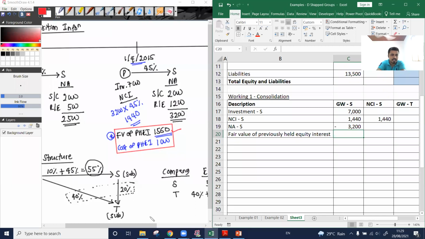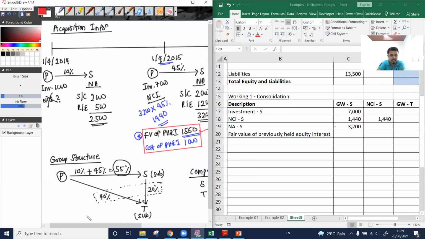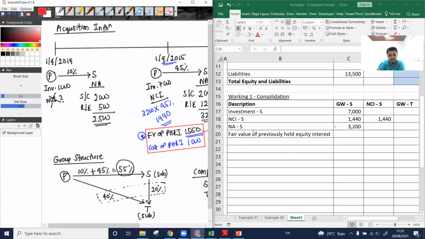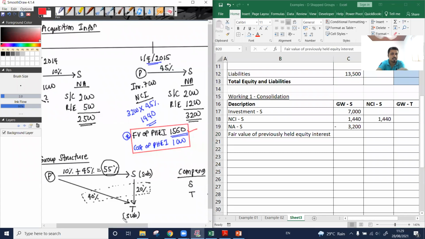Here, this is regarding a step acquisition. Then we need to consider, as per SLFRS 3, the fair value of previously held equity interest in determining the goodwill. In determining the goodwill, we need to consider this one as well. What is the fair value of previously held equity interest amount? That is 1,560.